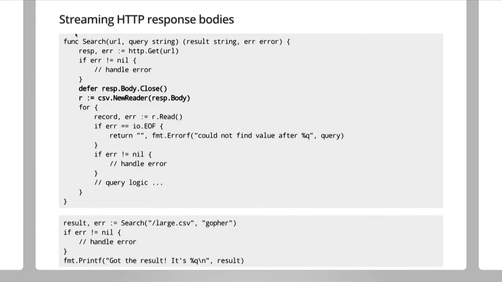Then it starts to look like this. It makes an HTTP request, and it will defer closing the response body. So when we're done, it will get closed. Wrap that into a CSV new reader, and then just iterate over all the records until we find the one that we want. Calling that looks like this. It's just simple blocking code. It's very readable. So I like this a lot better.